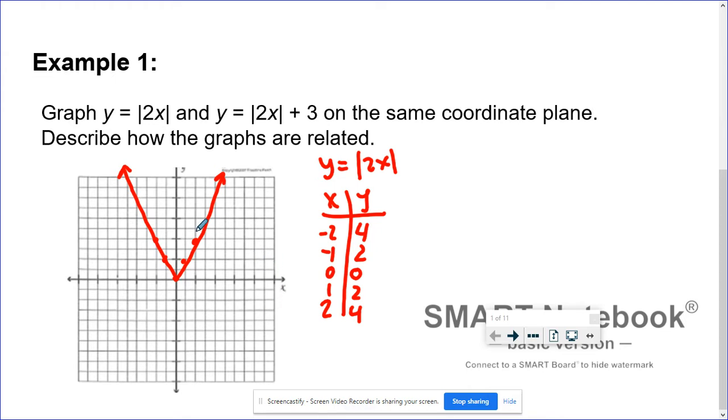Before we do the other one, let's quickly talk about what we're seeing here. Absolute value functions will be a V shape. They will have a point where the direction changes. That point is called the vertex.